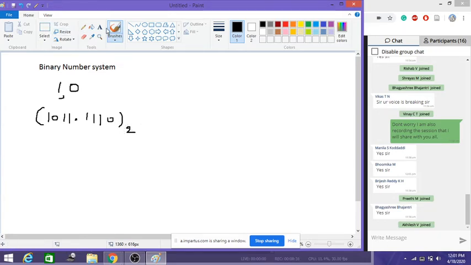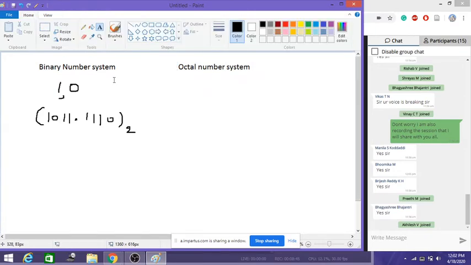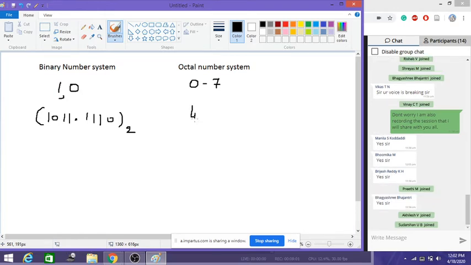Then let us look into the octal number system. Octal has 8 numbers in its set, basically numbers from 0 to 7. Any number in this set can be represented as base 8. For example, 456 can be represented as base 8.